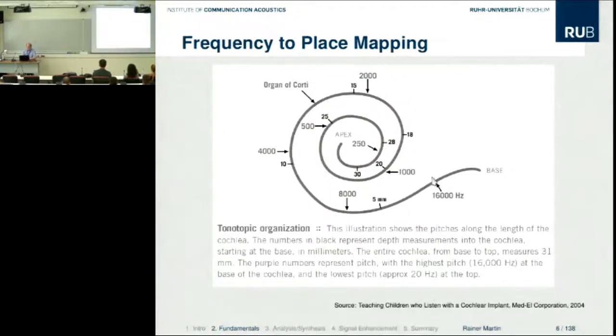Along this basilar membrane, you have nerve fibers connected to the various places on the basilar membrane and to the hair cells on the basilar membrane, and they all go along the auditory pathway to the auditory cortex. So it's really like a spectrum analyzer. The inner ear delivers spectral information to the auditory system, to the upper auditory system.